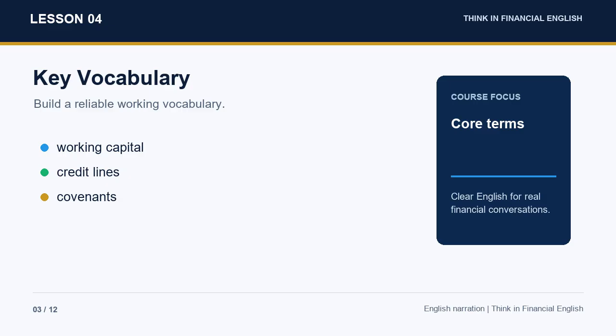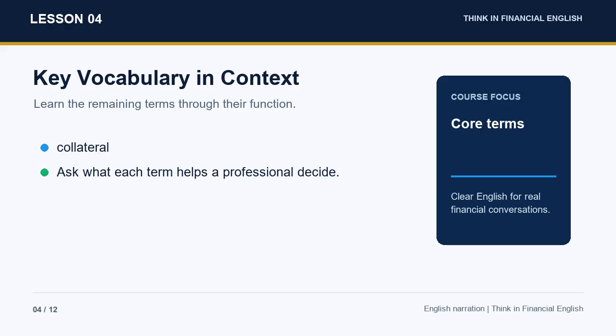So when we study this lesson, we will not treat English as decoration. We will treat English as a tool for thinking, analyzing, and communicating with discipline. The core concepts for this lesson are working capital, credit lines, covenants, and collateral. We will treat these concepts as a working map.